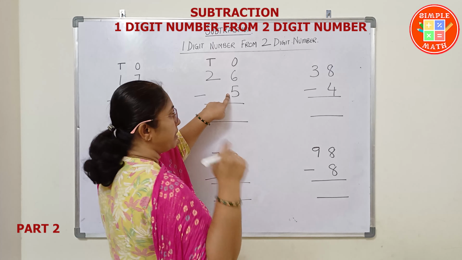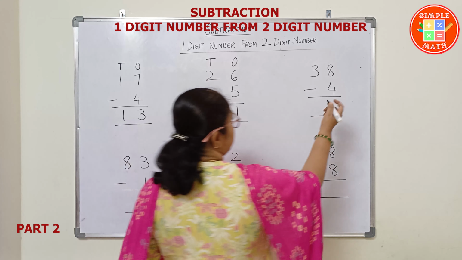How many fingers did you get? 1. The answer is 1 here in the ones column. Next, in the tens column we have 2 and there is nothing to be subtracted, so bring down the number directly. The answer is 2, 1, 21. So the difference of 26 and 5 is 21.